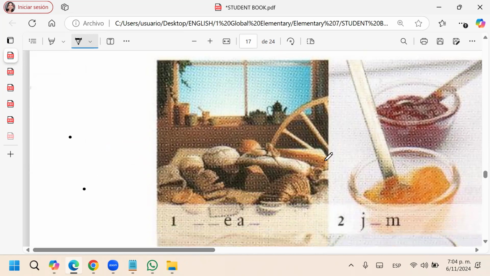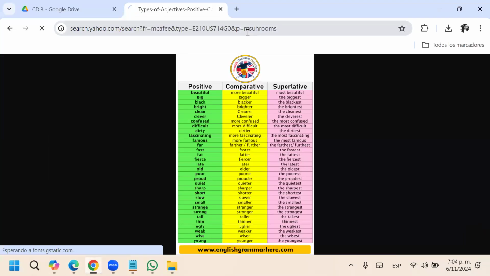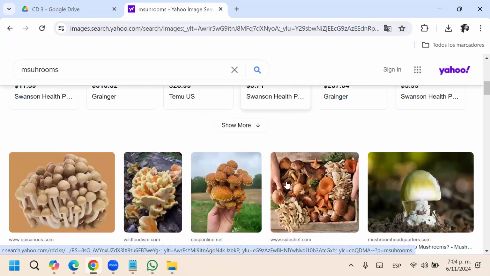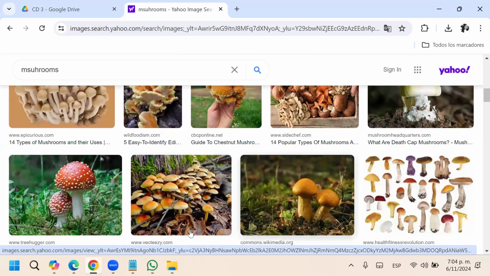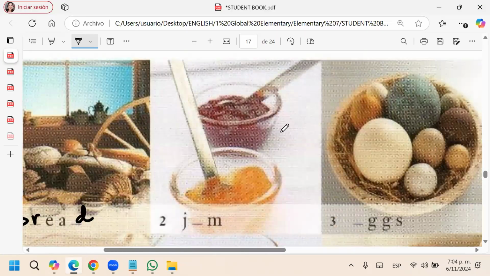Look, bread. Yeah, that's bread. Mushrooms, I think no, but mushrooms are like this. Let me show you a photo. Sorry, I don't have my glasses on. Mushrooms are this, right? Like this. This is bread.